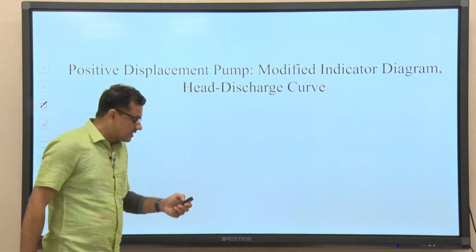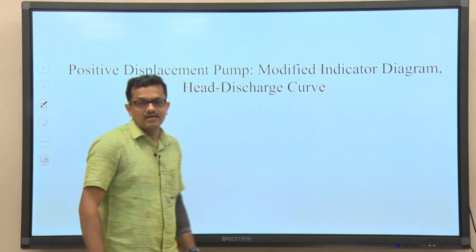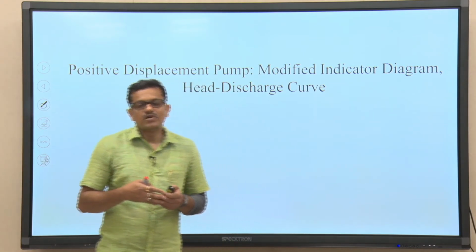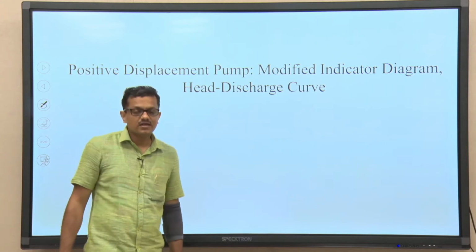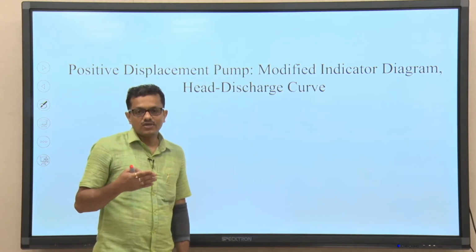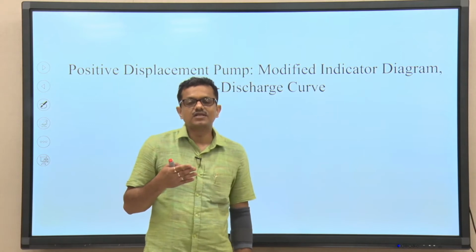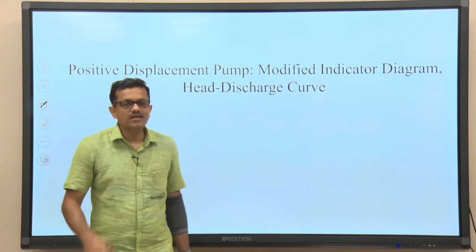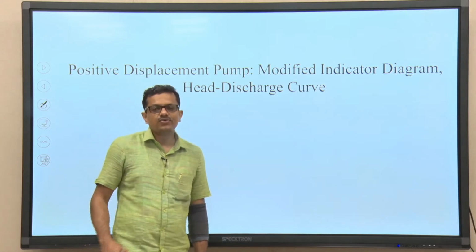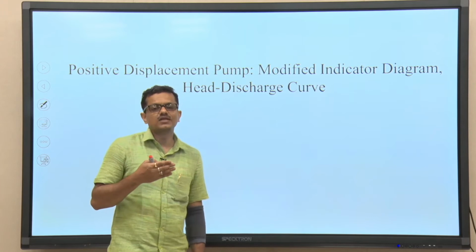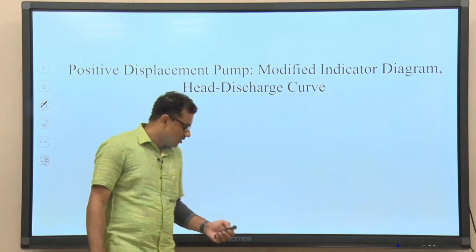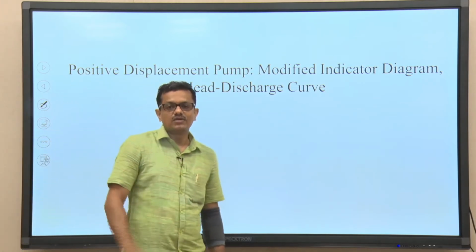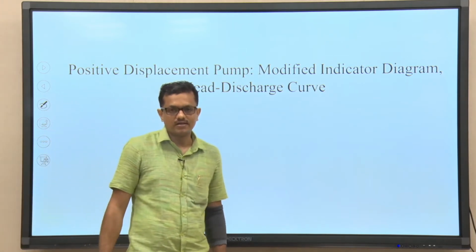So, in continuation of that, we have discussed that the simplified diagram that we discussed in the previous class does not take into account two different effects, that is the inertia effect of the liquid as well as the frictional effect of the liquid when it is passing through the suction pipe and the delivery pipe. So, we will discuss today that if we take those two effects into account, then the indicator diagram will be modified.